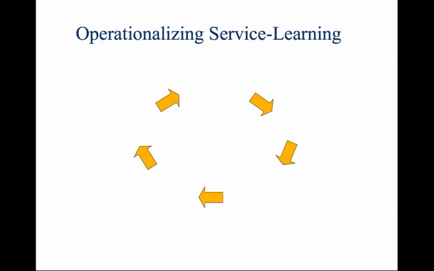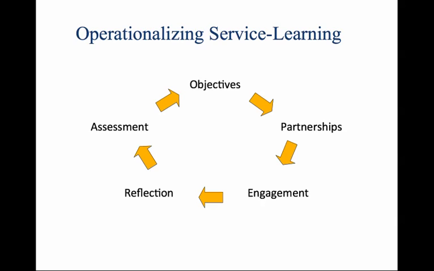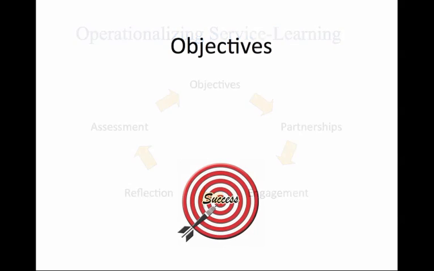When we operationalize service learning, it's circular, and it begins with objectives because they drive everything that takes place in a partnership. And in a partnership, students are engaged in service that meets the instructional objectives of a course and the objectives of a community agency. And throughout the experience, they reflect on what they're learning and what they're doing. And at the end of the semester, we conduct assessment to see if we met the objectives.